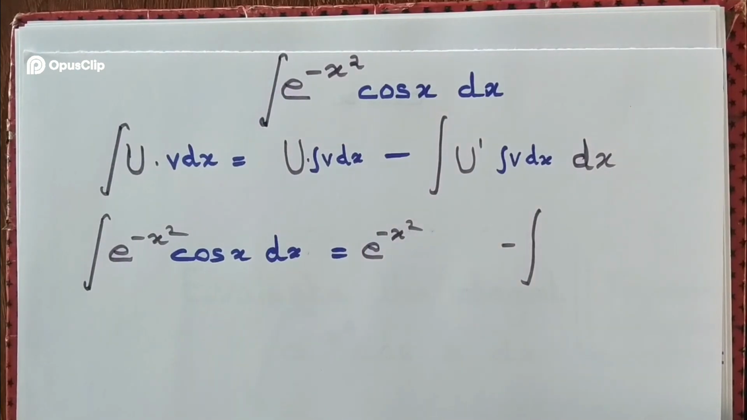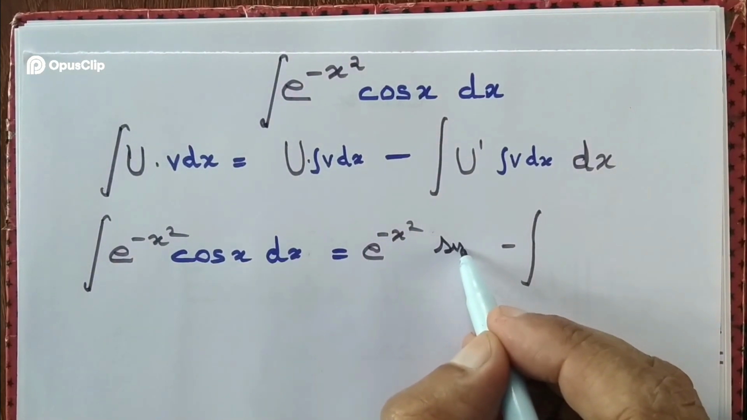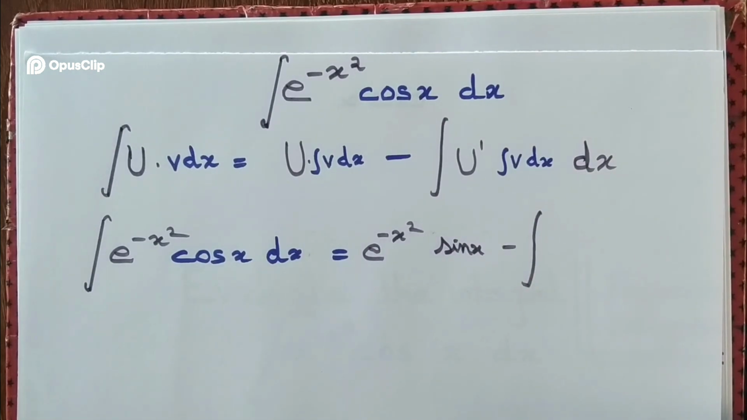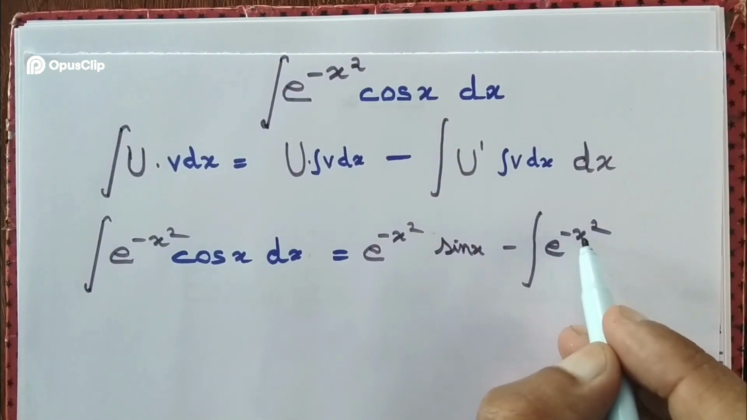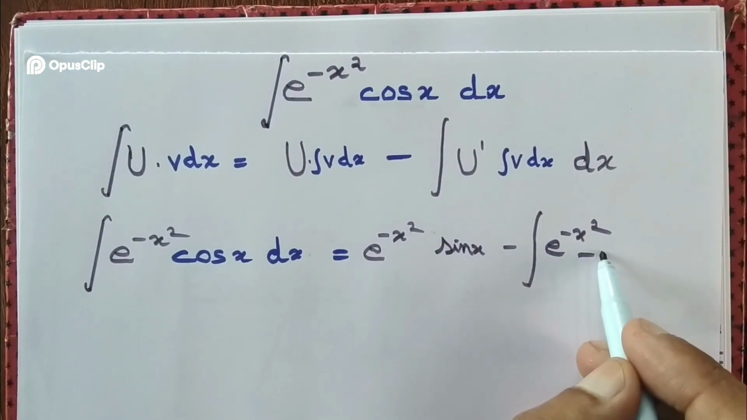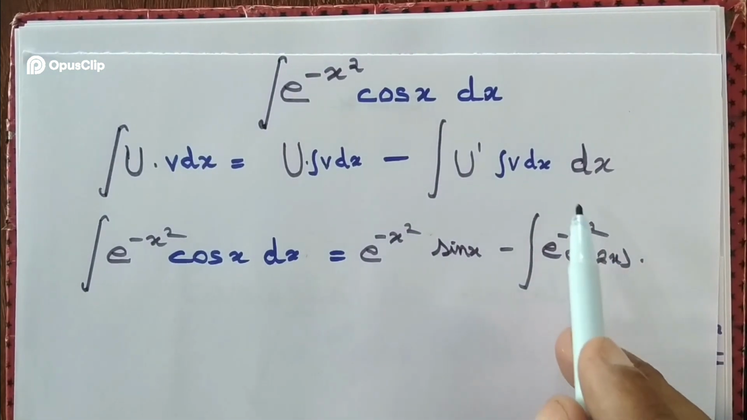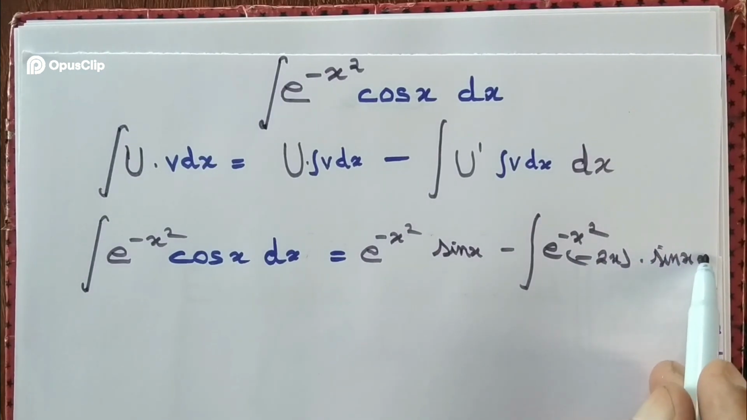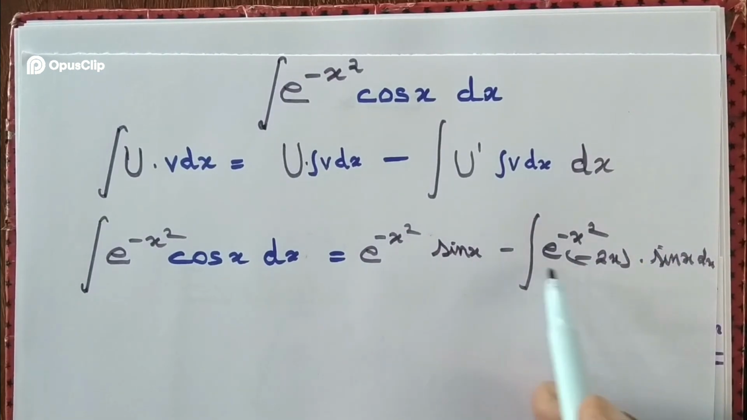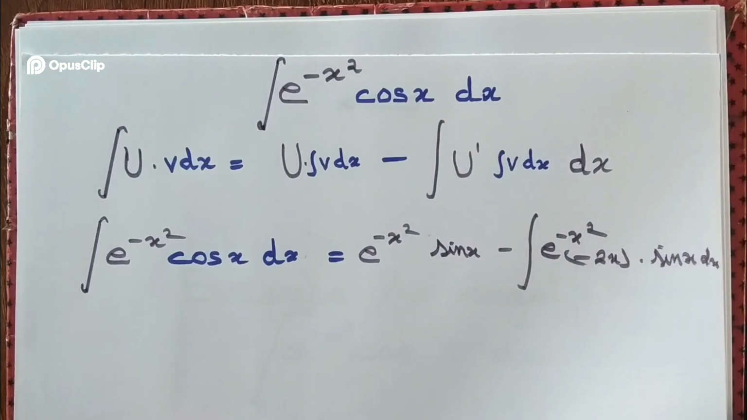First function is e to the power minus x square. Integral of cos x is sin x minus integral of derivative of first function. If you differentiate e to the power minus x square, you get e to the power minus x square, and then you need to differentiate minus x square, that is minus twice x, and then integral of second function is sin x. As you can see, we get a much more complicated expression than we started with. In fact, we won't be able to do it by integration by parts.